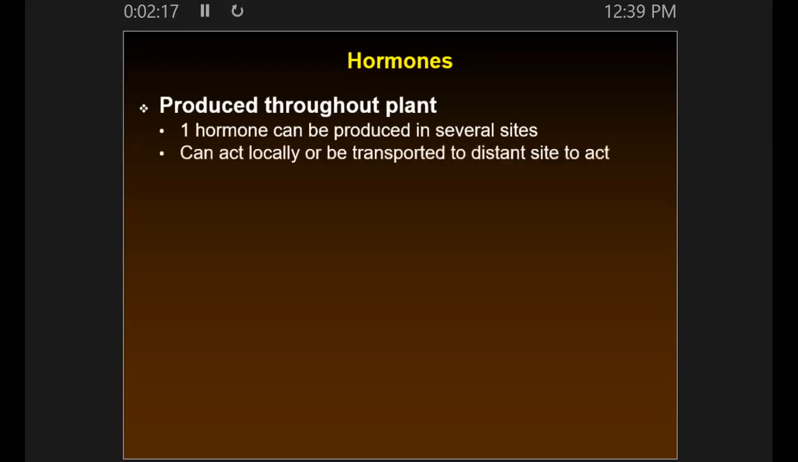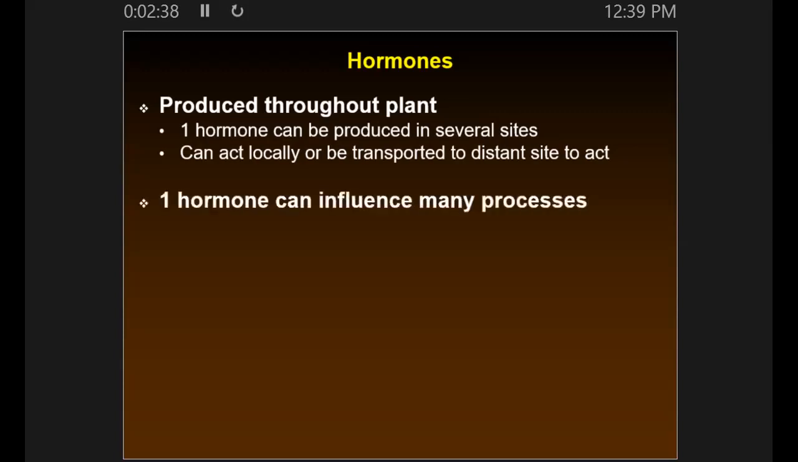Hormones in the plant can act locally or at a distance. Typically, I think most animal hormones act more at a distance. Plants, though, can make a hormone in one spot, and it can have an effect there, but then they send the hormone somewhere else and it can have an impact at a distance.